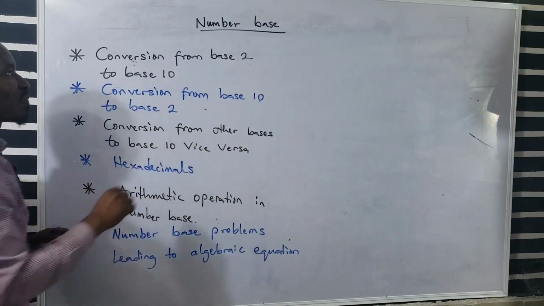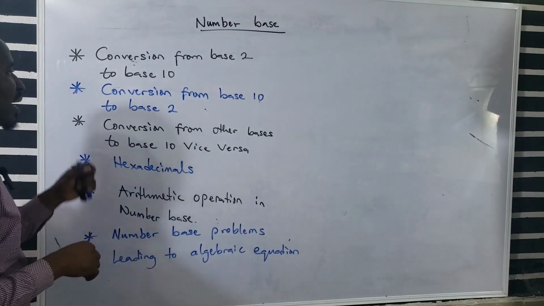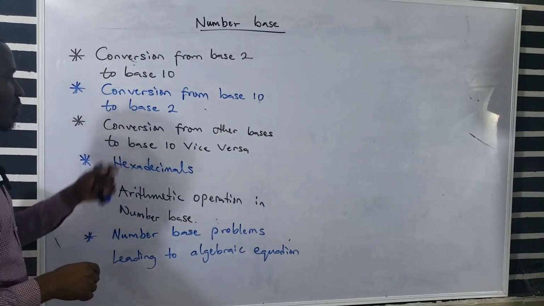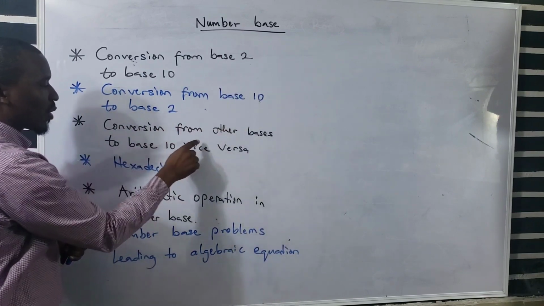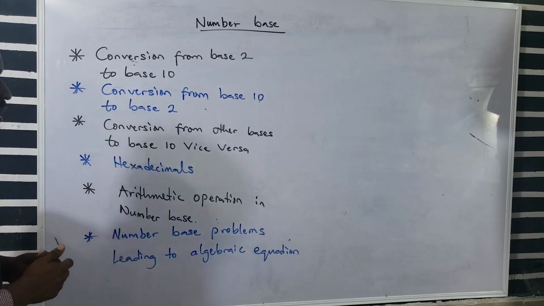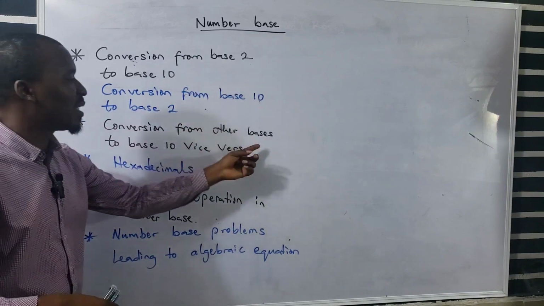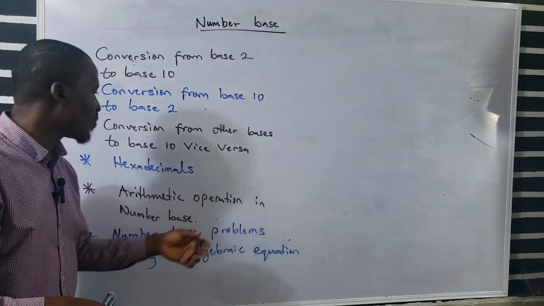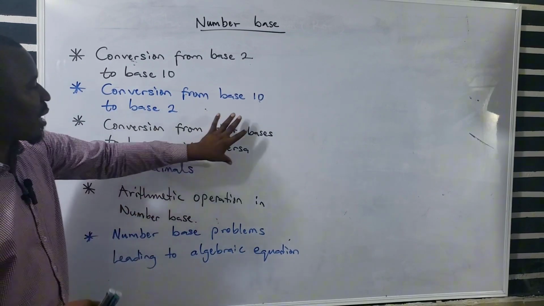What am I trying to say? We are going to also look at the fractional form of base 2 to base 10, and the fractional form of base 10 to base 2. Then after that, when we have gained knowledge from here, we are going to look at conversion from other bases to base 10, vice versa. From the knowledge we have gathered, it will be easier for us to move from base 8 to base 2, or base 8 to base 10, and all those other conversions of bases. So we are going to handle it here.